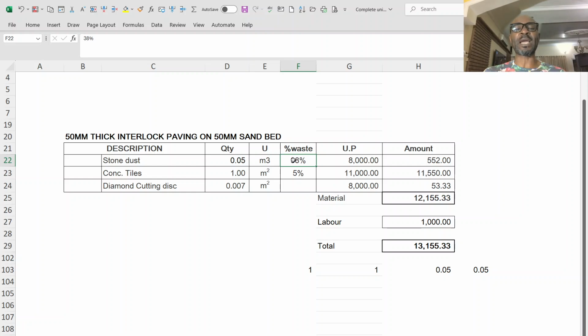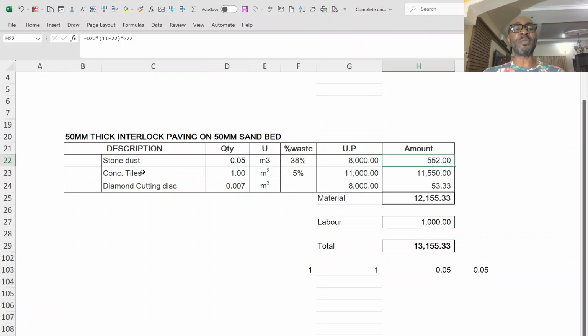So in this case, I am applying 5% for stacking and transportation waste. Then I'm applying 33% for shrinkage waste. So it now gives me 38%. And the cost per cubic meter of stone dust is 8,000. So 8,000 multiplied by 38% multiplied by 0.05 gives me 552 naira per square meter.